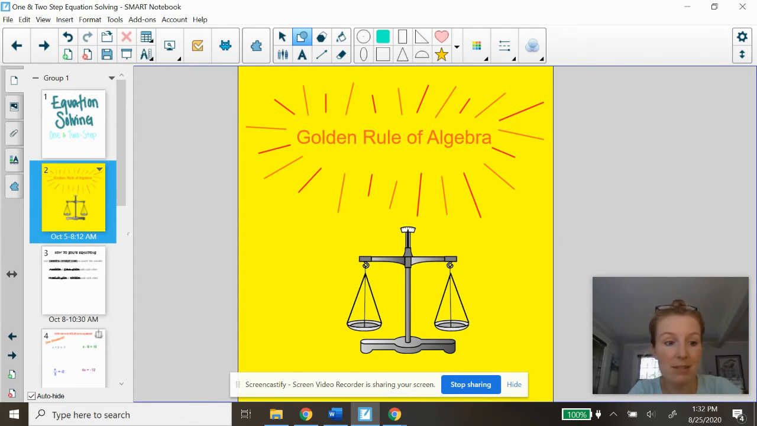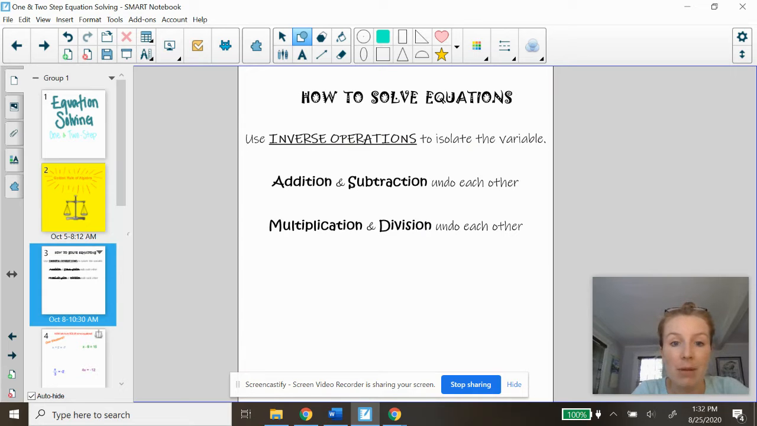to keep that balance. A couple of pieces of important vocab that I want you to learn is something called inverse operations. And inverse operations in math are things that undo each other. So addition and subtraction undo each other, and multiplication and division undo each other. Let me show you what I mean by that.